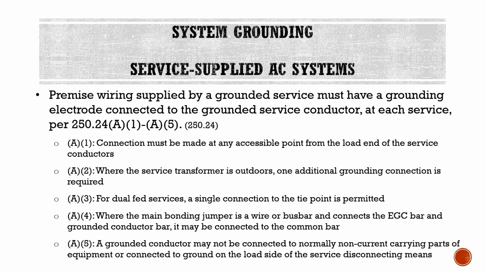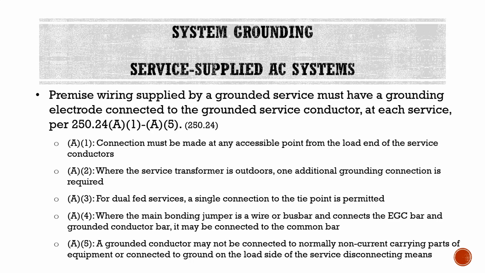But where it's a wire or a bus bar and it connects the equipment grounding bar and the grounded conductor bar, it may be connected to a common bar. So that's once again a little bit more specific. And a grounded conductor, so remember we talked about our grounded conductors in our last lecture, may not be connected to normally non-current carrying parts of equipment or connected to ground on the load side of the service disconnecting means.